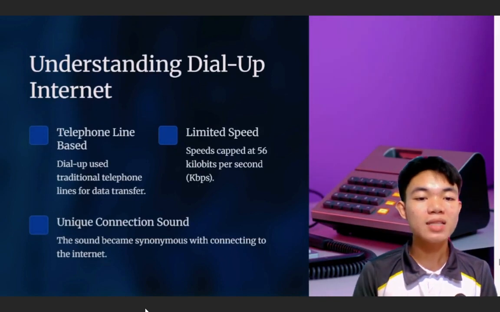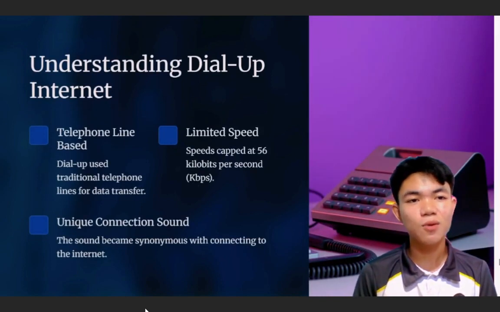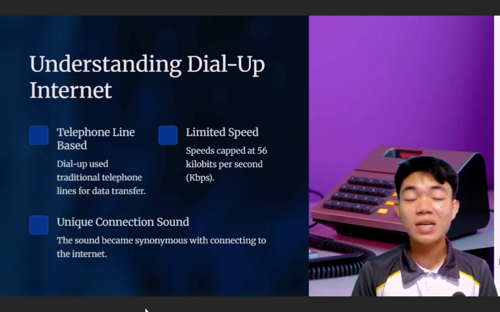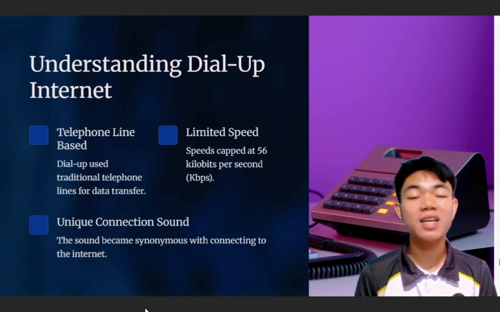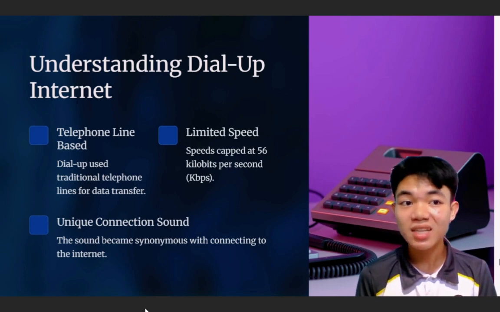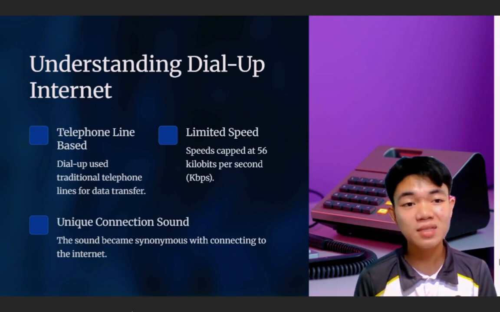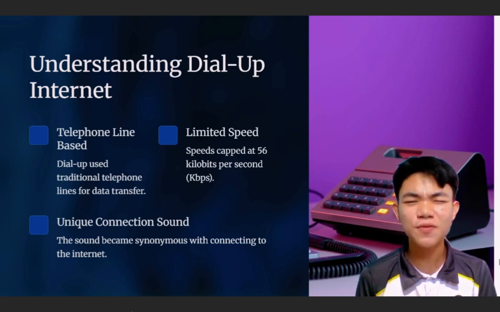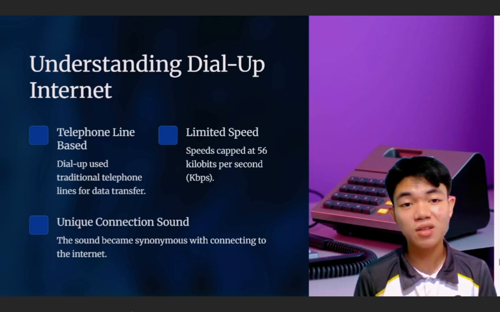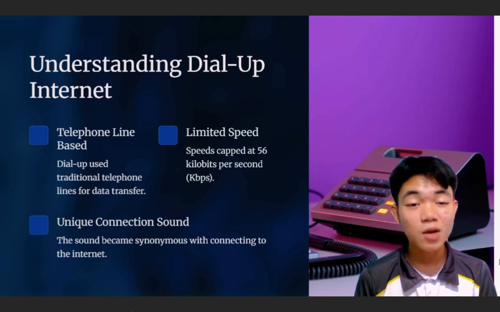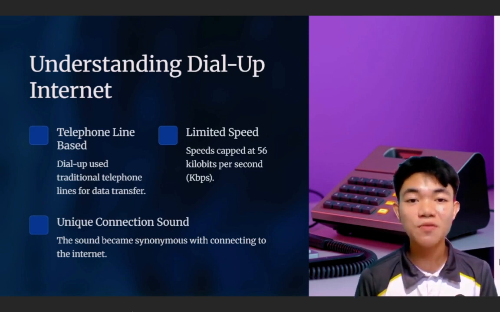So, understanding dial-up internet. Dial-up internet was one of the earliest forms of home internet access. It used standard telephone lines to transmit data. While groundbreaking at the time, it was limited by low speeds, maxing out at just 56 kilobits per second. One of the most memorable aspects was the iconic sound that played when connecting, a sort of digital handshake. So that's for the dial-up.